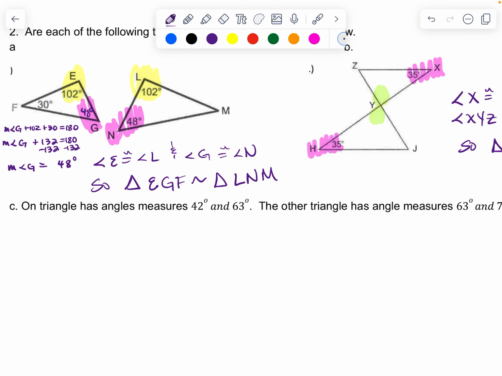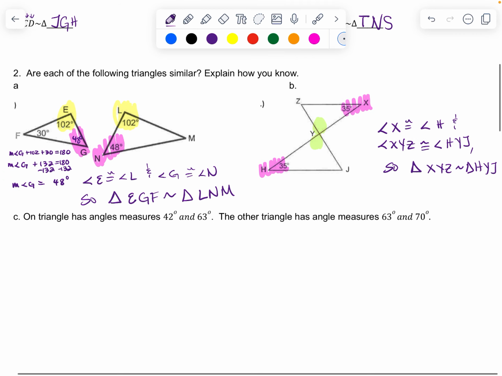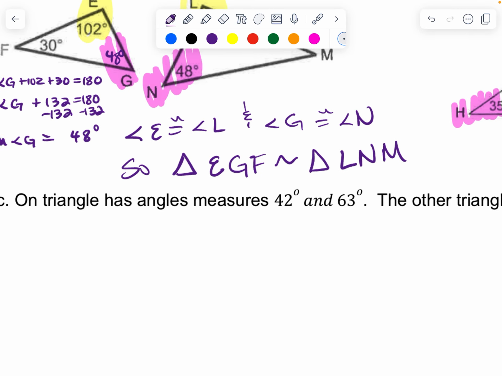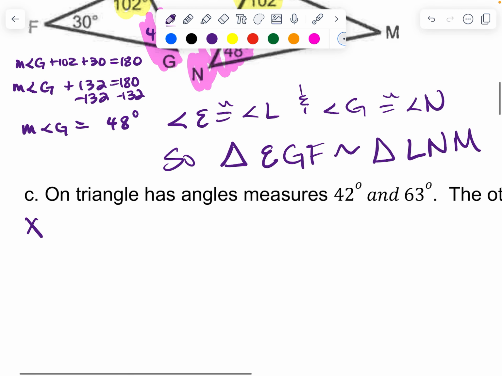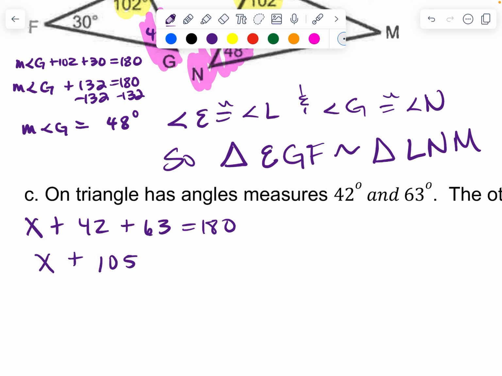One triangle has angle measures 42 and 63. Another has angle measures 63 and 70. So if we look at this, we have x plus 42 plus 63 equals 180. So x plus 105 equals 180. Subtract 105 from both sides. So x equals 75 degrees.